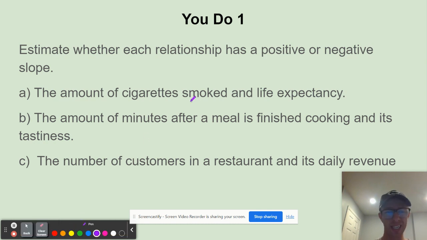Okay, hopefully you just finished the you-do. Let's go over your answers real quick. The amount of cigarettes smoked and life expectancy. As you smoke more cigarettes, typically your life expectancy goes down. So this is a negative relationship. The amount of minutes after a meal is finished cooking and its tastiness.